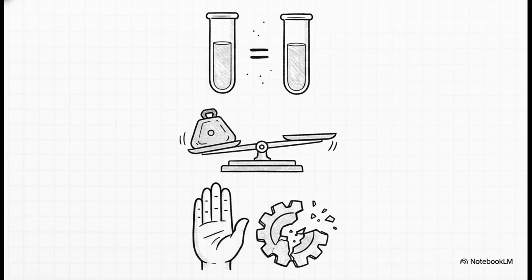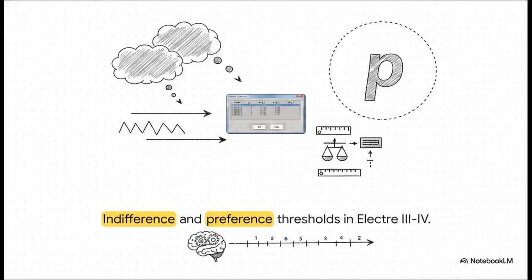And third, the veto threshold. This one is a vital failsafe. If an option performs unacceptably badly on just one single critical criterion, it is immediately vetoed, no matter how perfectly it scores everywhere else. And this brilliantly illustrates what those dense parameters actually look like in practice.